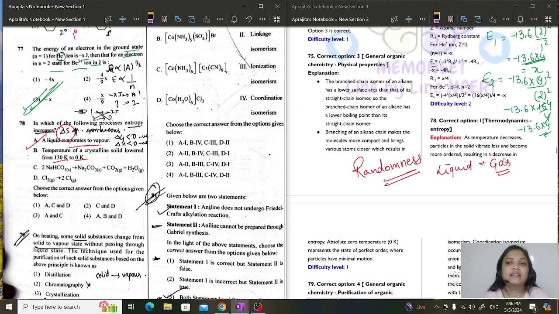Temperature of a crystalline solid is lowered from 130 to 0 Kelvin. Now students, as temperature decreases, we know that the particles in solid vibrate less and become more ordered. So here there would be more ordered arrangement and the entropy will decrease. So in second case entropy would decrease.